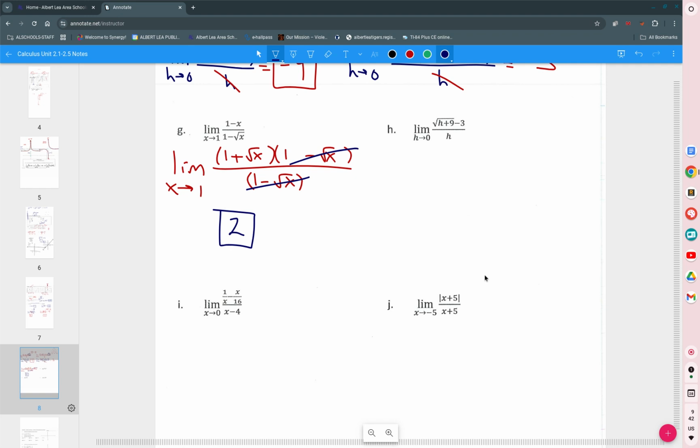We're going to do two more examples. We're going to do letter H and letter J. Let you guys get started on your assignment, then at that time we're not going to do I. H is different altogether.